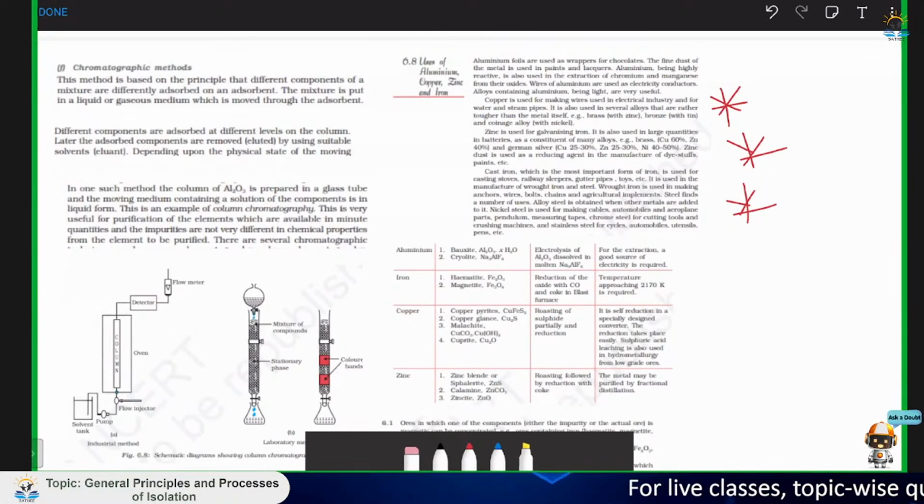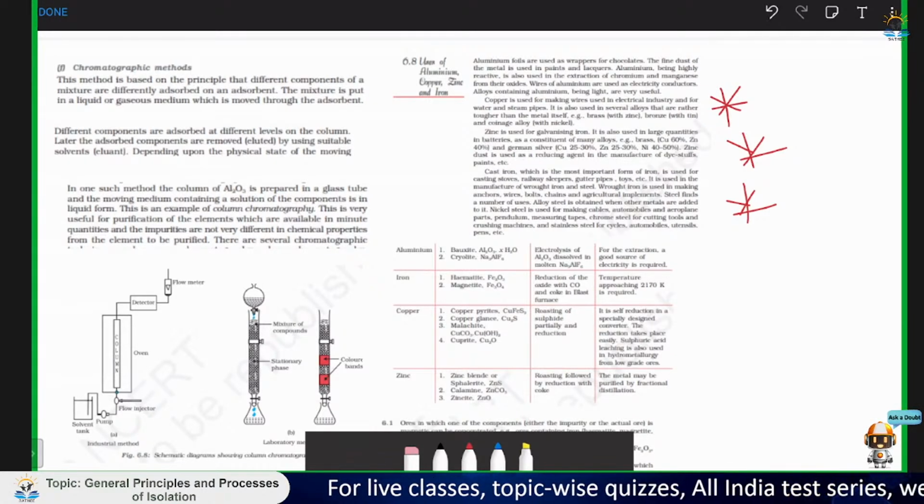Zinc is used for galvanizing iron. It's also used in large quantities in batteries, electrochemistry. Remember the alloys: brass, german silver, bronze, coinage alloy, and you have a couple of alloys in other chapters also. Remember them. Zinc is used as a reducing agent, that's obvious. Zinc is a strong reducing agent, not zinc plus 2. Manufacture of dyes, stops, paints, that you have to remember.